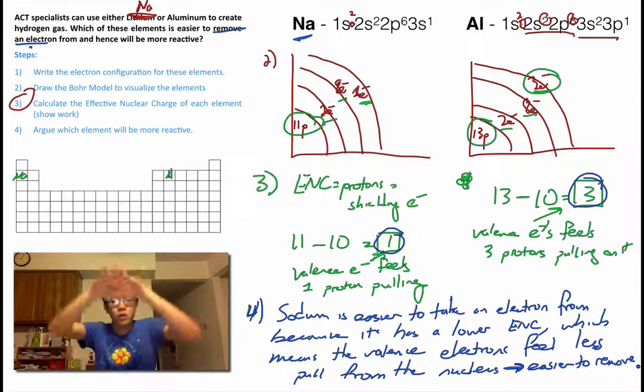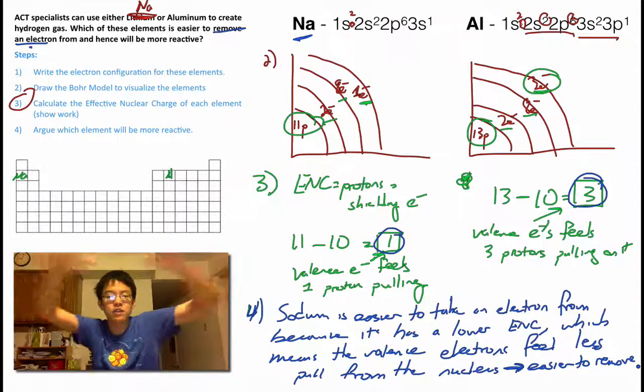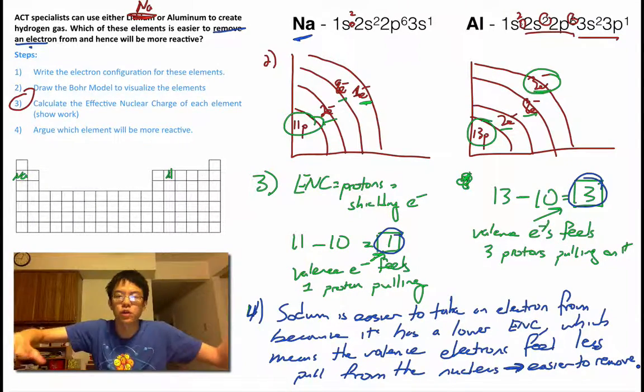And that's it. So when I'm comparing across the row, really the key factor here is the effective nuclear charge.